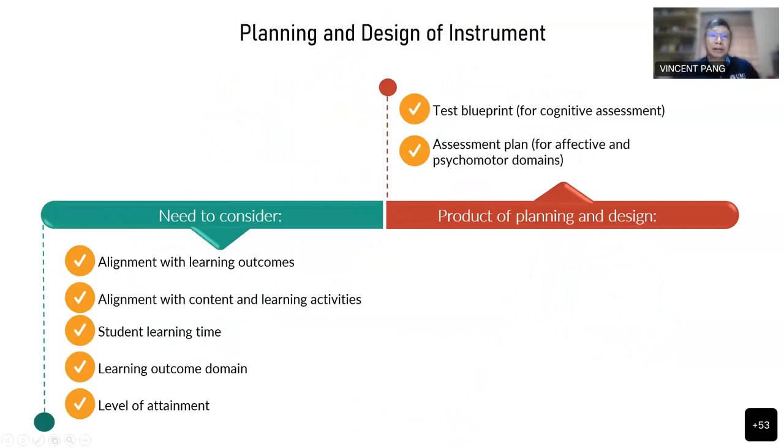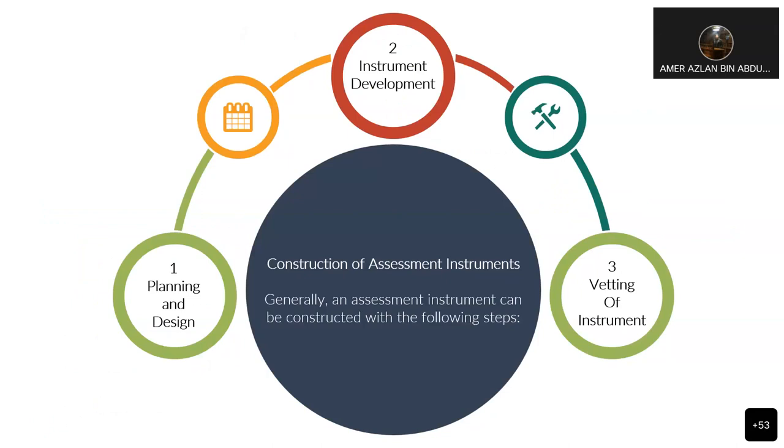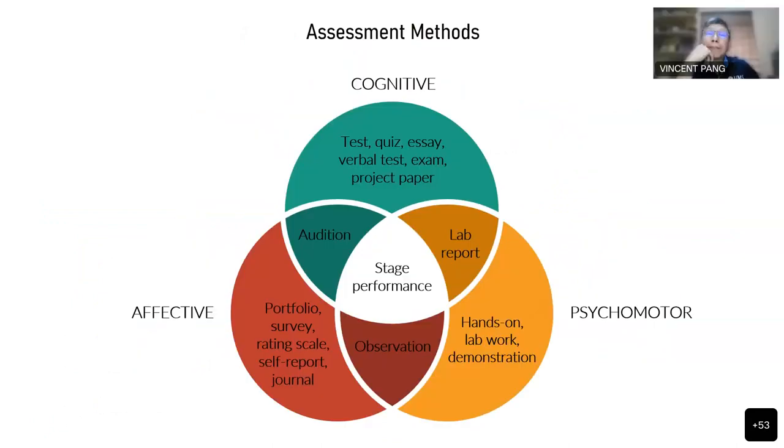Sorry, Prof. The previous slide just now, talking about audition and stage performance. Isn't audition part of assessing psychomotor, Prof? What's the difference between audition and stage performance? Audition can be some singing, and some singing may not involve psychomotor. Stage performance, psychomotor is very clear because you have to have body movement, body language, and so on. Audition can be something through a recording, for example.